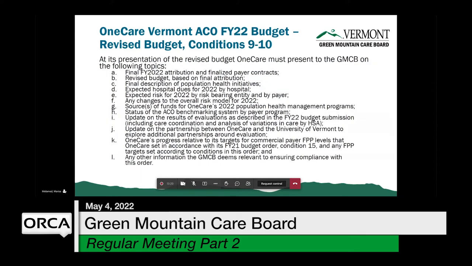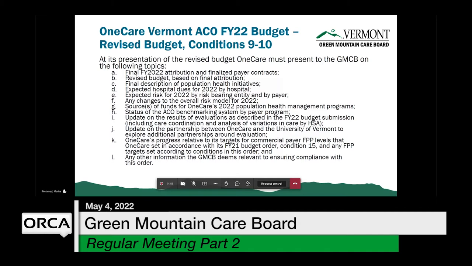The presentation needs to include the following elements that are in the budget order. So this includes final 2022 attribution and finalized payer contracts. The revised budget numbers based on that final attribution, final description of population health initiatives, expected hospital dues by hospital, expected risk by risk-bearing entity and by payer, any changes to the overall risk model for 22, the sources of funds for OneCare's 22 population health management programs, the status of the ACO benchmarking system by payer program, and an update on the results of evaluations as described in the FY22 budget submission.